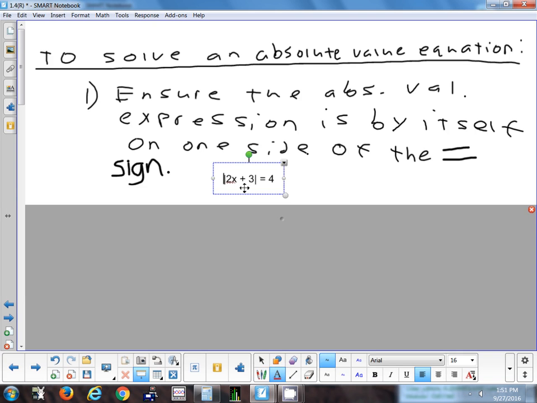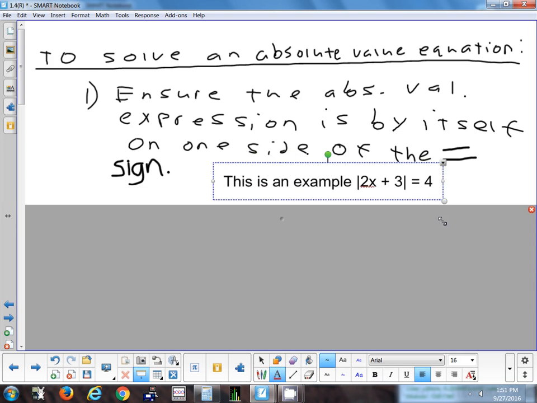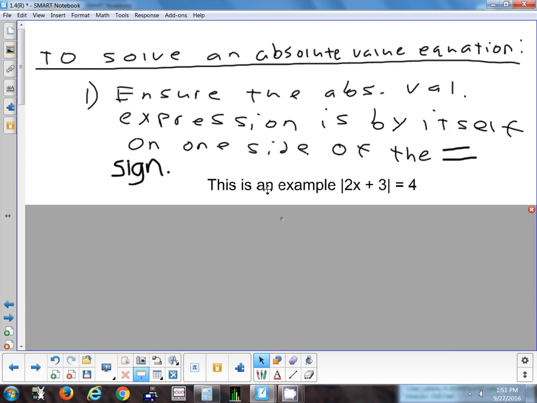So that right there is an example of an absolute value being by itself on one side of an equal sign. There's nothing else outside of it, nothing else attached to it. I'd be able to go ahead and take the steps to solve that, to get my answers. So we're going to make sure the absolute value expression is like one big variable. Think of the stuff inside as like one big letter. That one big letter has to be by itself before you can solve it.